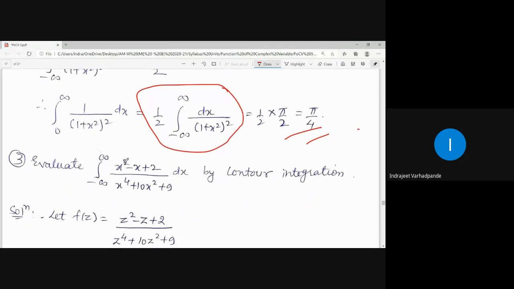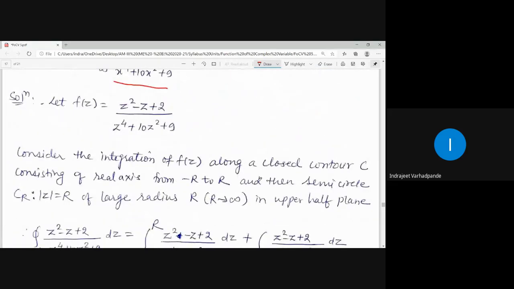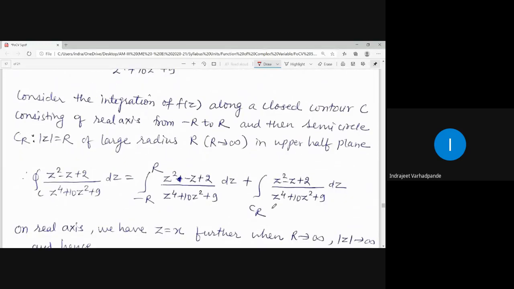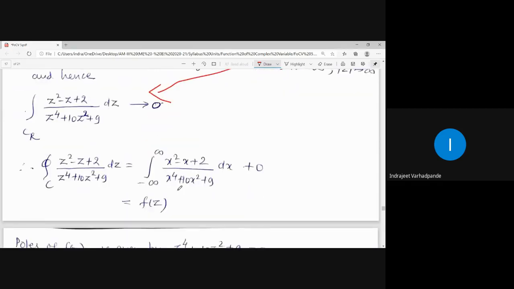Next, minus infinity to infinity, x square minus x plus 2 upon x to the power 4 plus 10x square plus 9. Degree of denominator is greater than degree of numerator at least by 2. Limits of integration are minus infinity to infinity. Everything is directly given. Convert it into z. You have to write the integration sentence, dividing it into two parts. Along the real axis it is z equal to x. Further you take r tending to infinity. For large radius the second integral always converges to 0. The first integral becomes x because we take z is equal to x.